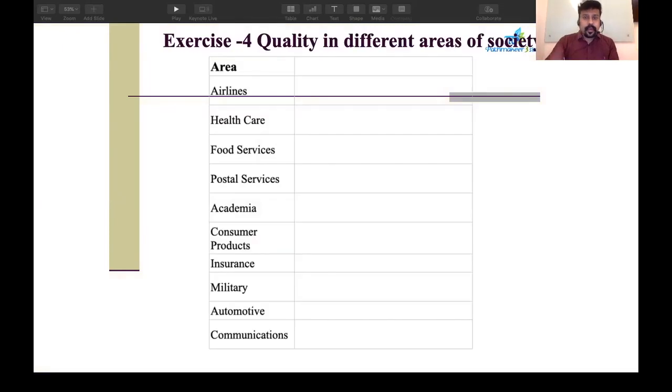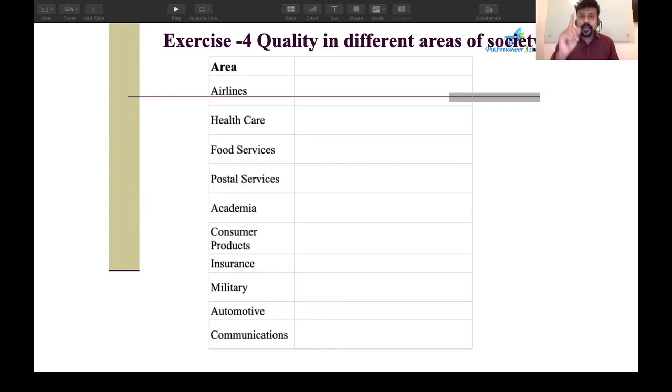Now this is exercise 4 again. This exercise 4 is a very simple exercise. What is quality in different areas of society, like healthcare, airlines, food, postals, education or academia, consumer products, insurance, military, automotive, communications, or media? What do you mean by quality in these different areas?